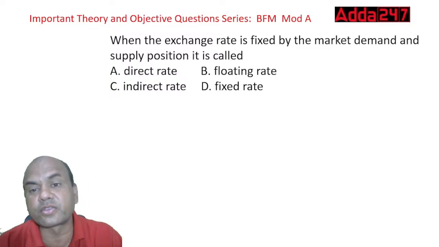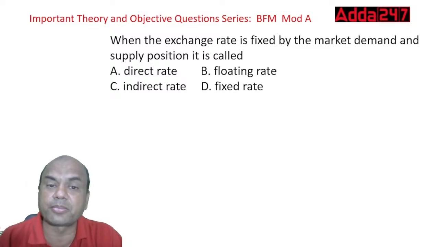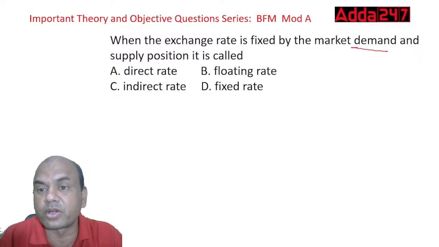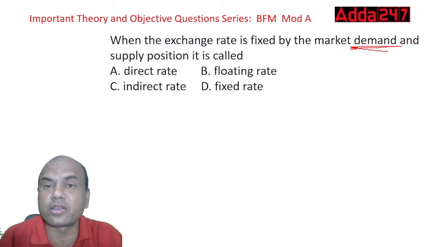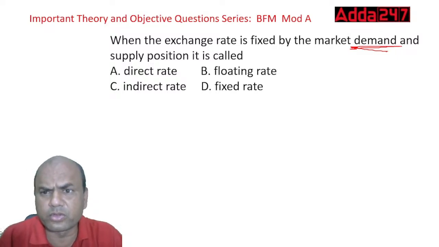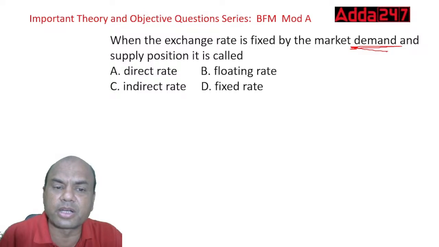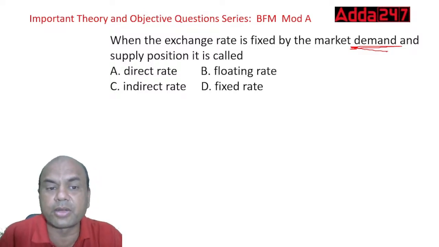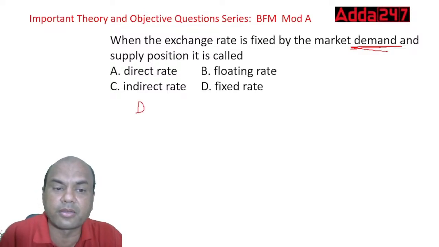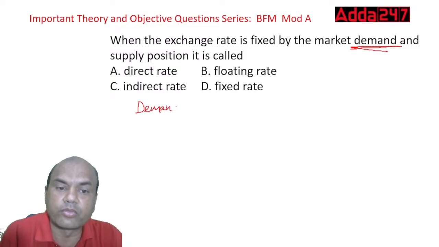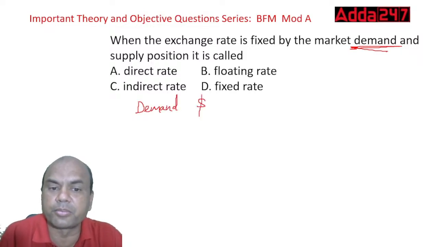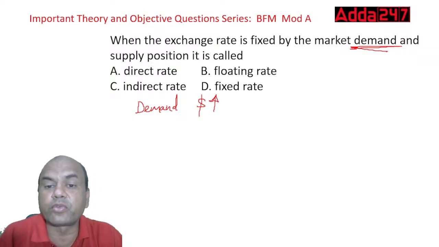When the exchange rate is fixed by the market demand and supply position, it is called market demand and supply position. It means if your demand is high, your rate goes high. If your supply is high, your rate goes low. Do you know this concept? Suppose the demand for dollar goes up. If it goes up, then what happens?